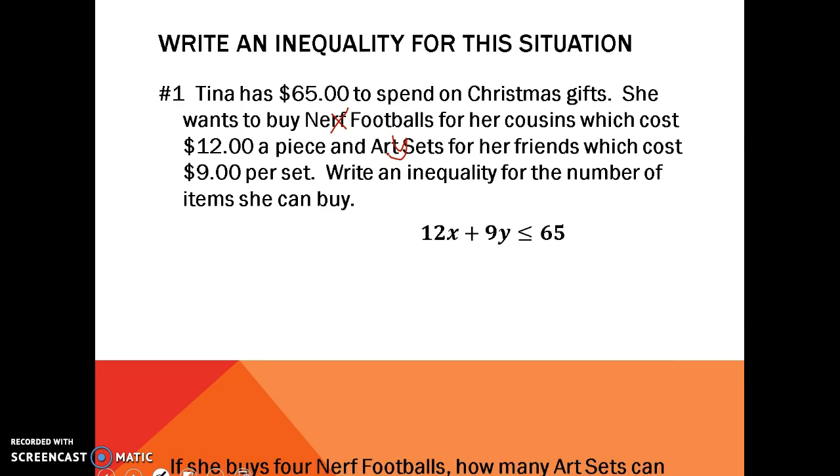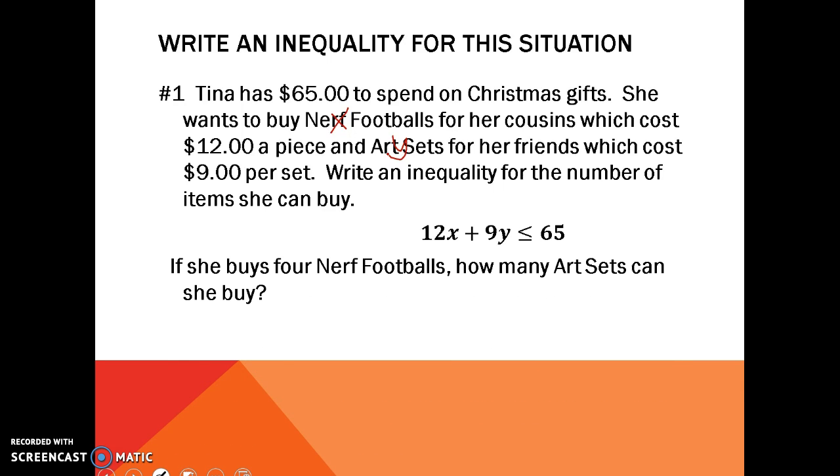And it will help us answer questions like this. Let's say she buys 4 Nerf footballs. And the question then is, how many art sets can she buy? Well, if she buys 4 Nerf footballs, remember the 4 Nerf footballs, that's what X is. So we're going to take 12 times 4, that's $48, plus 9Y, that has to be less than or equal to 65. And so we could subtract 48 from both sides, and we would get 9Y is less than or equal to 65 minus 48, which is going to be 17. And so then we would divide by 9.